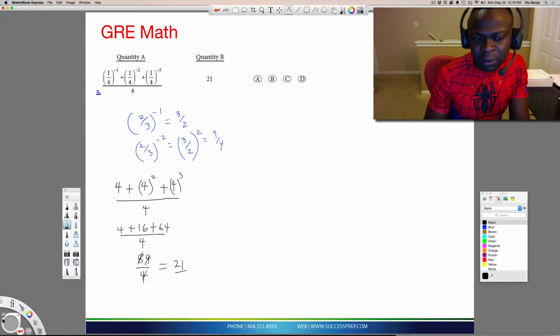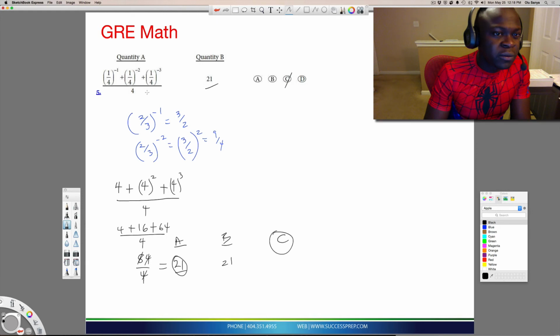You shouldn't be using a calculator for that on the GRE. It's going to slow you down. So you want to learn to divide a digit at a time, which is exactly what I did there. As you can see, quantity A has a value of 21. Quantity B, which was given to us, was already 21. So as you can see, the answer here is C. This question, the answer will be C on the GRE.